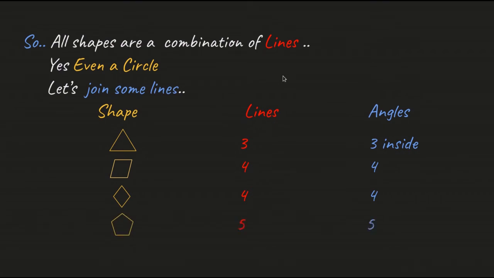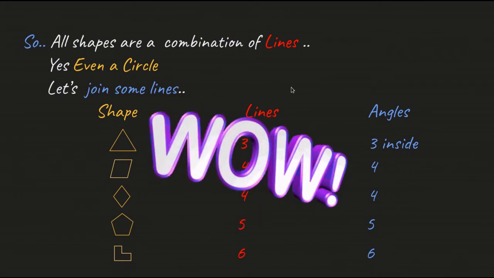5, pentagon, same thing. And even a shape like that, it holds true. There's 6 sides to that if you count them. 1, 2, 3, 4, 5, 6. And so we'll have 6 lines and we'll have 6 angles inside. I'll leave this up a little while so that you can look at it and count it yourself. And that's absolutely true. Wow.